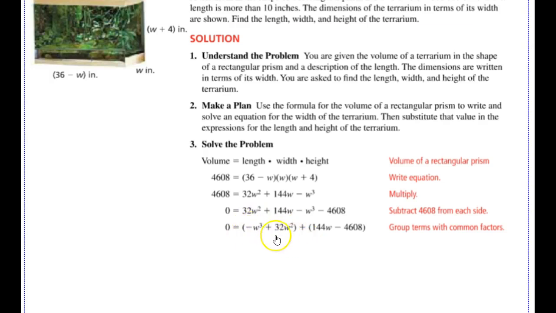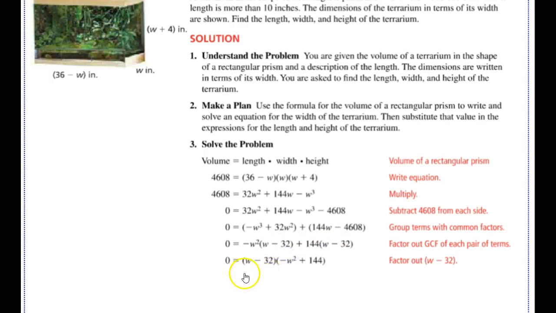So then I want to group them. When you're rewriting and grouping, make sure that the negative sign continues to follow the term that it's with. So even though that negative W cubed was here, it's still a negative W cubed. Now I factor out what I can. I see that there's a negative W squared in each of these, so I end up with W minus 32. And both of these terms are divisible by 144, so I factor that out as well. So I end up with that W minus 32 times the negative W squared plus 144.